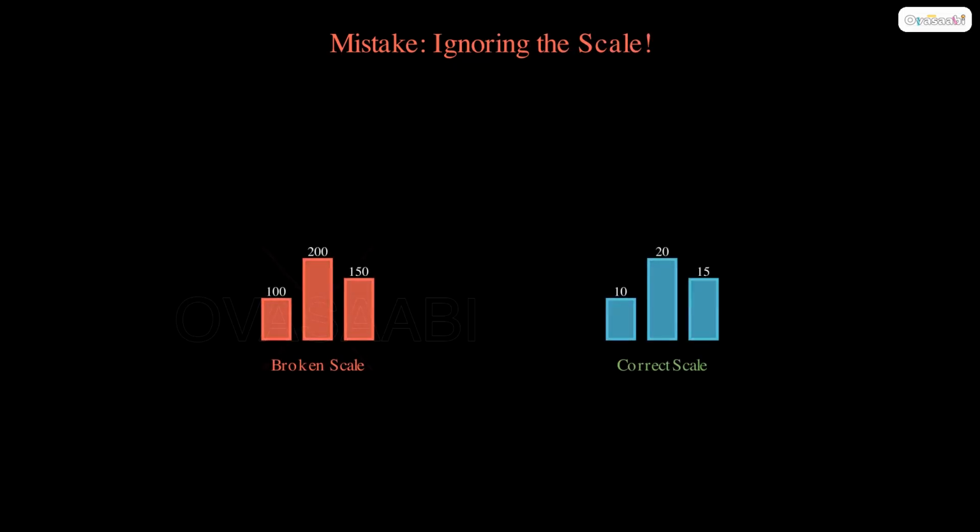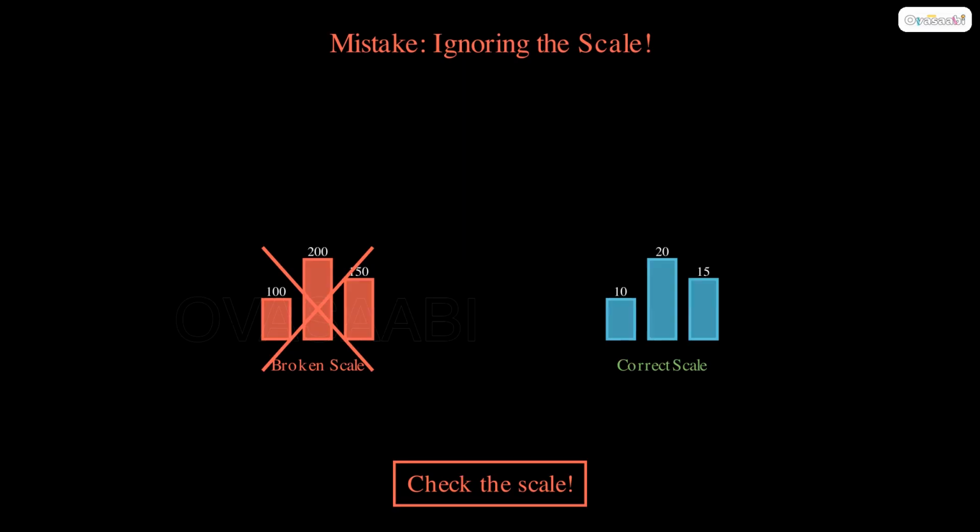Many students get this wrong. They forget to check the scale on the axis. A bar may look tall, but if the scale jumps, the value is different. Always read the numbers.